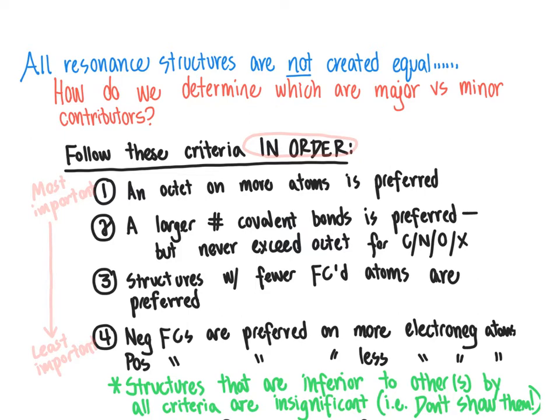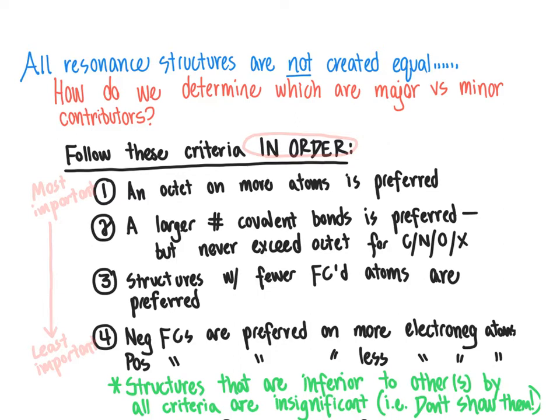And then criteria 4 is kind of a follow-up to criteria 3, and that is if we have to have formal charges in the structure, it's best to have the negative formal charges on the more electronegative atoms, and the positive formal charges on less electronegative atoms. And that comes down to the fact that electronegative atoms are better able to handle having a negative formal charge on them. And so the molecule is going to be more stable if the negative formal charge is on the more electronegative atom, and the positive formal charge is as far away from that electronegative atom as it can possibly be.